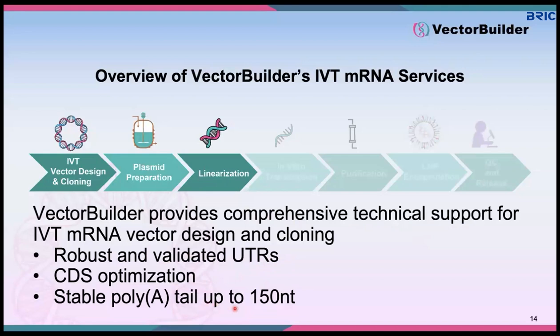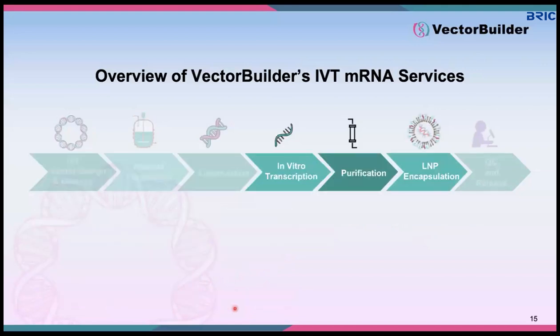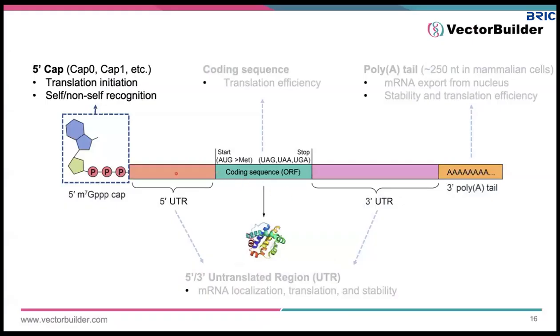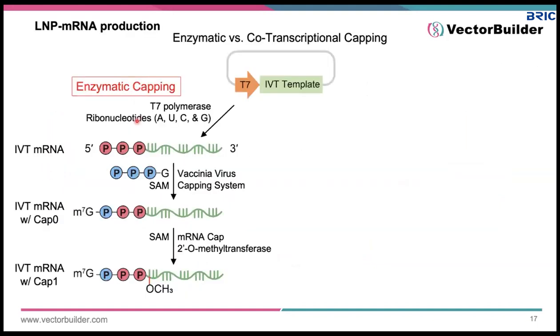So next, I would like to switch gears and talk about the production and encapsulation of IVT mRNA. On IVT mRNA, you can find most of its components derived from the template, ranging from the 5' UTR all the way to the 3' polytail. However, the only component that is not derived from the template is the 5' cap. So how is it added to the in vitro transcribed mRNA?